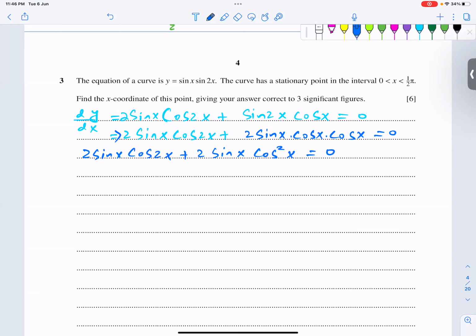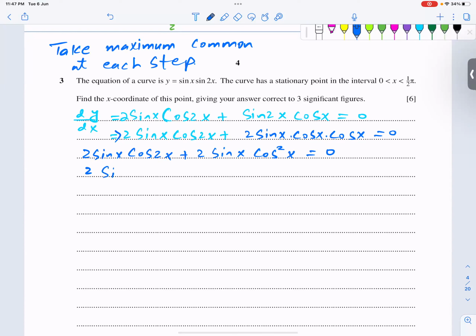While solving these types of equations, I'm writing a line here: take maximum things common at each step. So this is the step. You can take maximum thing common as 2 sine x. So inside will become cos 2x plus cos squared x equals to 0.